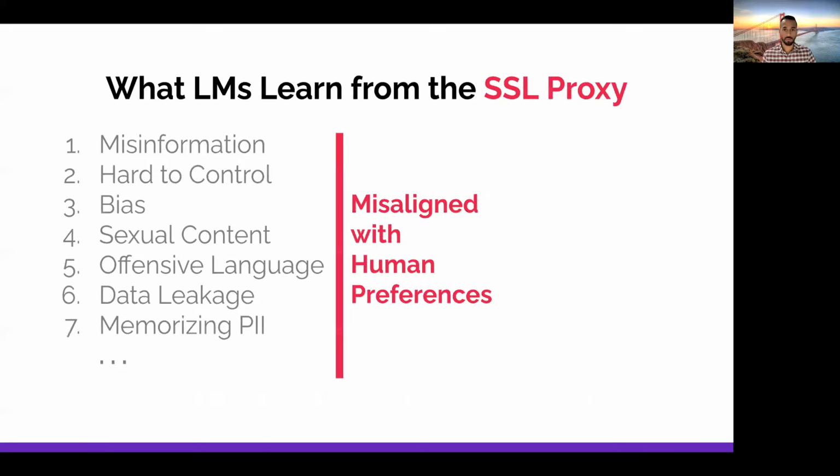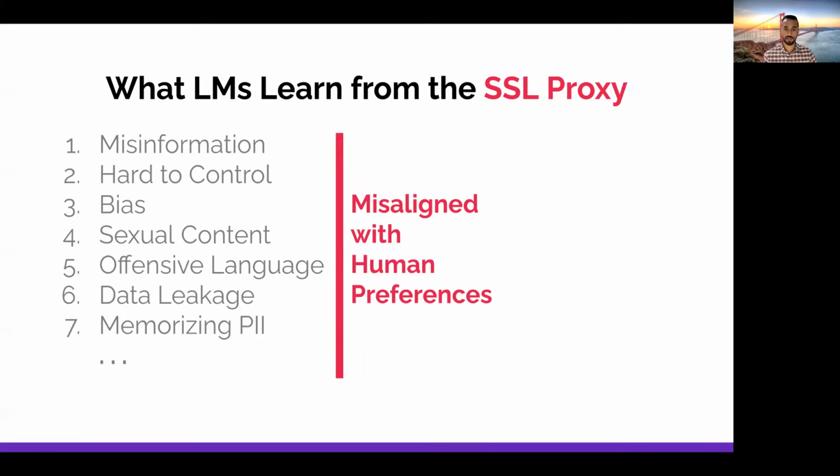Here I'm listing a few more examples of what language models learn from this self-supervised proxy. They learn all sorts of behavior. I mentioned the first two. They also learn things like bias against certain groups of people, like women and minority racial groups. They also learn to generate sexual content, for example, content that's contained on Reddit and other sources. They'll also generate offensive language like hate speech and profanity. And those last two categories are things that we can't have conversational assistants like Alexa generating.